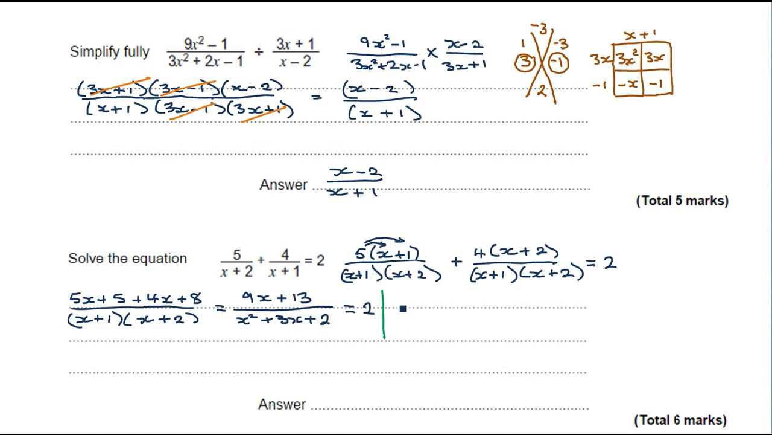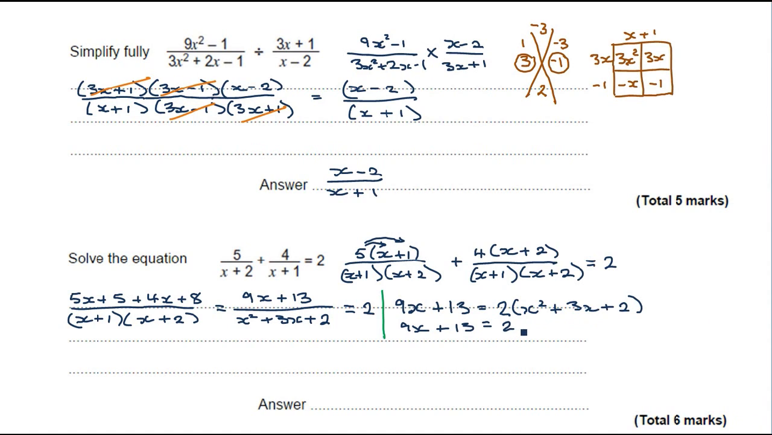So I want to bring that denominator over to the other side. If it's dividing on the left-hand side, when I bring it over to the right, it's going to be multiplying. So my next line is going to be 9x plus 13 is equal to 2 times x squared plus 3x plus 2.